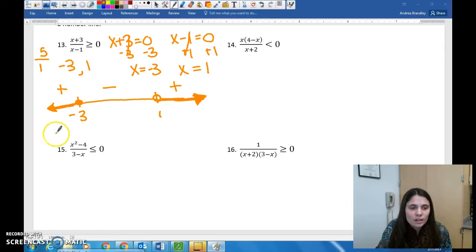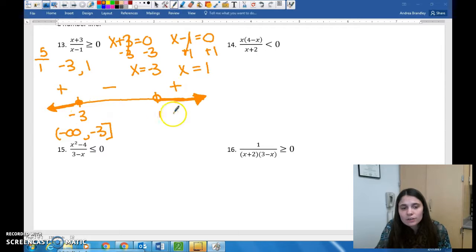So this part goes from negative infinity to negative 3, and the negative 3 I'm going to use a bracket since it's a closed circle, versus this side goes from 1 to infinity, and I use a parenthesis because this was an open circle. And that's all that we did this unit. So hopefully that helps you prepare a little bit for your test.